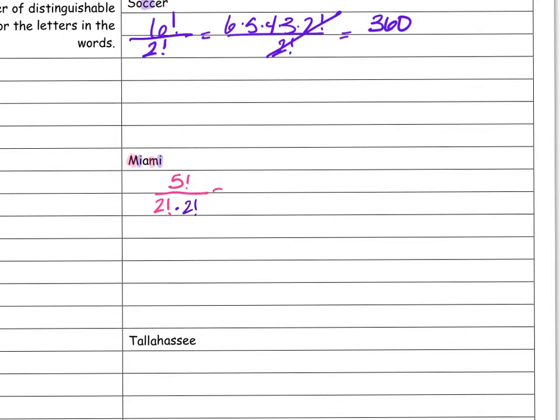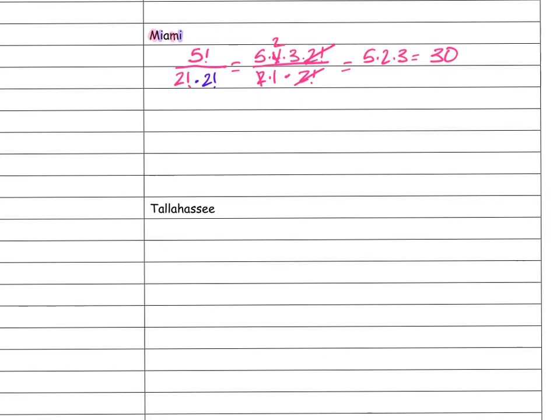So now I'm just going to do the math. I've got 5 times 4 times 3 times 2 factorial, and I'm going to go ahead and say 2 times 1. I'm going to multiply one of my 2 factorials out, and then there's my 2 factorial. 2 goes into 4 2 times. So I get 5 times 2 times 3, which happens to be 30. Okay, so that wasn't too bad. So now let's try the next word.